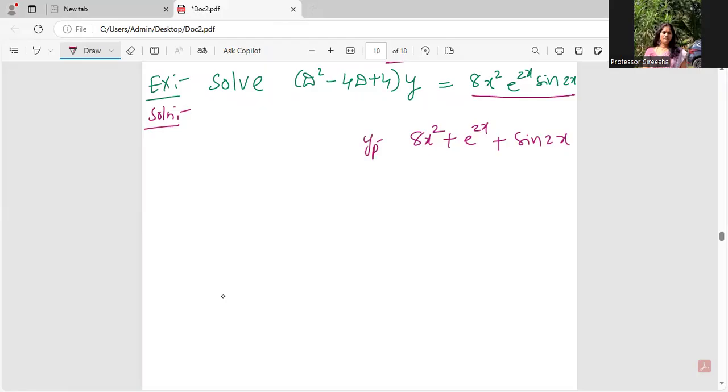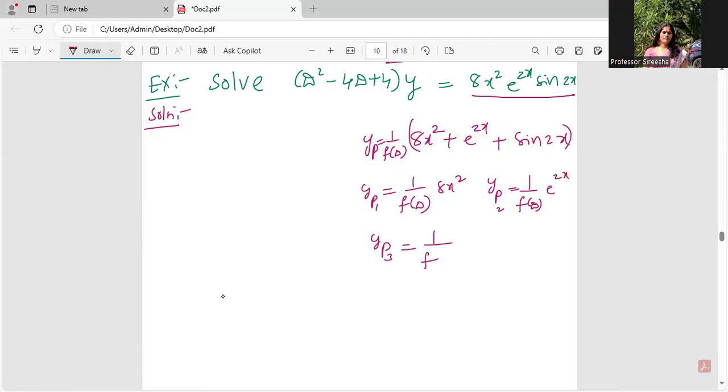yp to be 1 by f of d into all these terms and split yp1 to be 1 by f of d into 8x squared, yp2 to be 1 by f of d into e power 2x, and yp3 to be 1 by f of d into sine 2x. If they are there with a plus sign, then I'll be splitting them like this, calculating all the three differently, and finally yp would be the sum of all this, yp1 plus yp2 plus yp3.